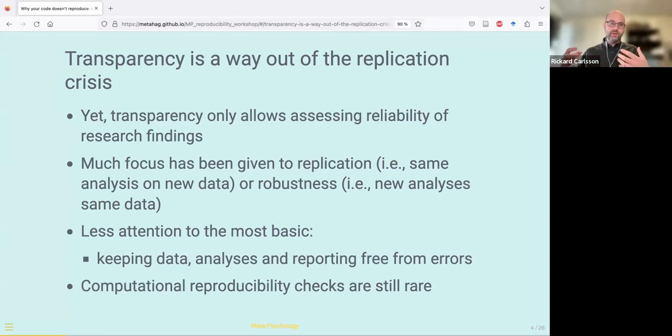So as we move into areas in the replication crisis where data and our experiments are very precious, which I would say is the case in education, much more than, let's say, in social psychology, where a lot of replication started, then maybe we can't rely as much on replication, but we have to really make sure that what we actually reported works. So this is where computational reproducibility checks come in. But at this point, they are still very, very rare.